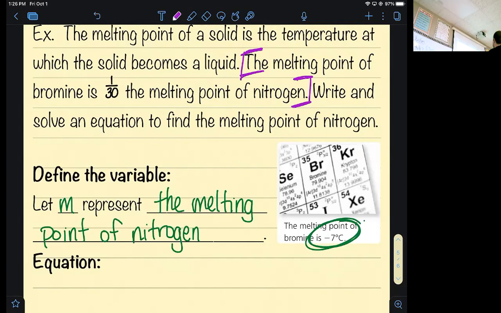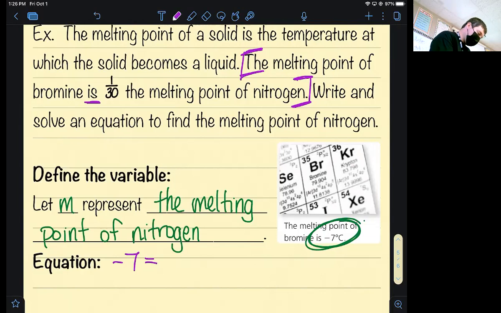So let's start with the melting point of bromine. Owen just said that's -7. So in that sentence where it says the melting point of bromine, I'm going to replace that with -7. And then we see this word is. What mathematical symbol can I always replace the word is with? Jimmy? Equals. That's right. You can always replace is with equals. X is 7. Well, okay, X equals 7, right? That kind of makes sense.